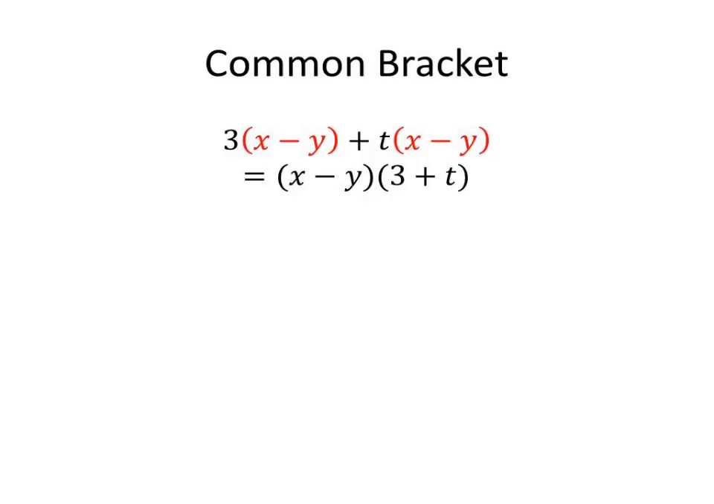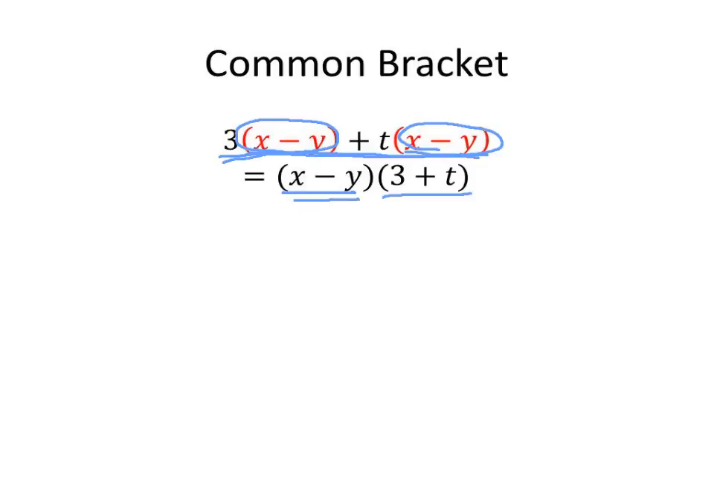Now sometimes when we're looking for a common factor, it is a whole bracket. You can see in this question here that both of them have a bracket that is x minus y, x minus y. So the common factor here would be x minus y, and we take that out, and we see what's left is a 3 and a t. So 3 plus t is what's left.